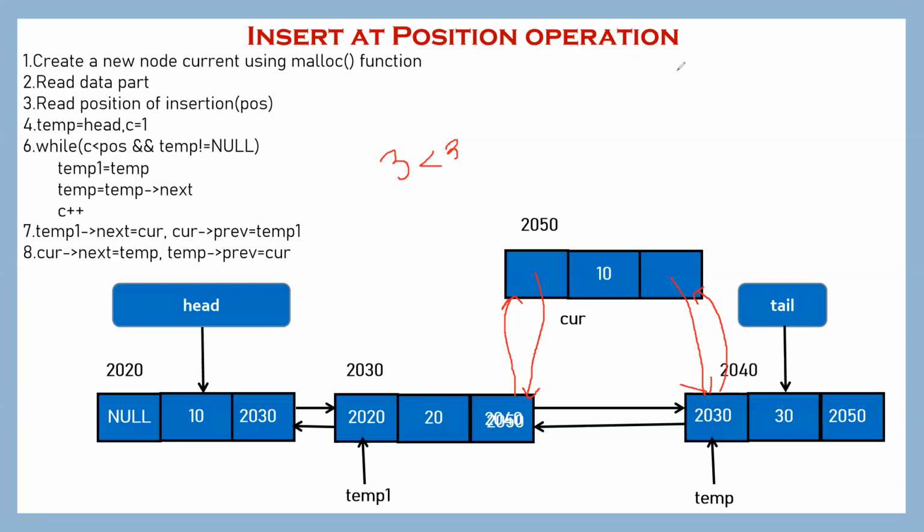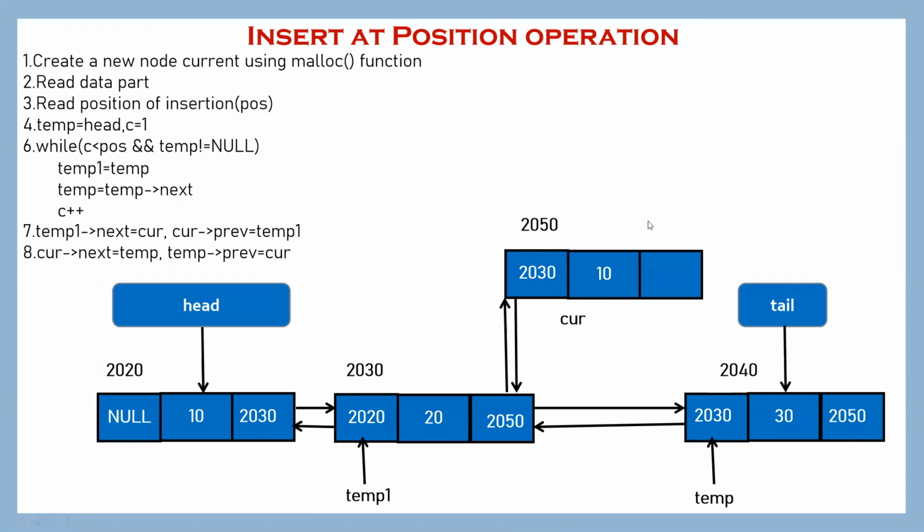So now let us see how these links are going to be updated. First, what we are doing: temp1 next should point to the current, and current previous should point to temp1. Now the address of this current node is updated in temp1. Similarly, the temp1 address is updated in the current.